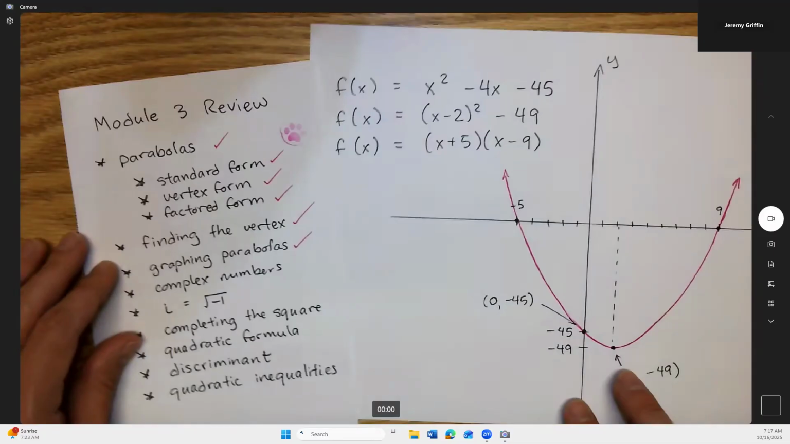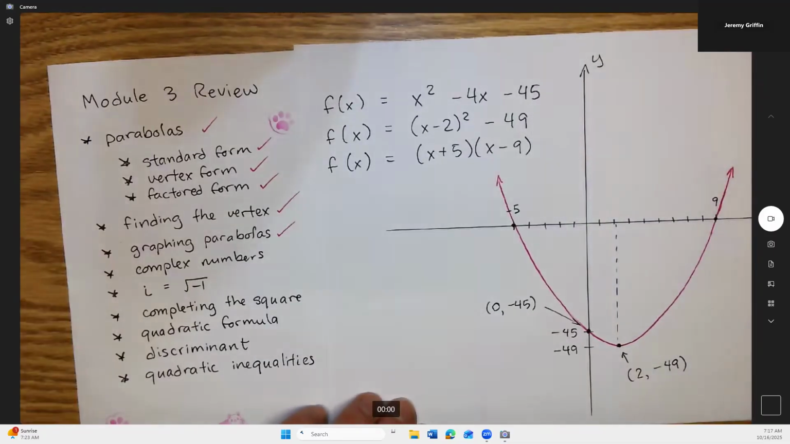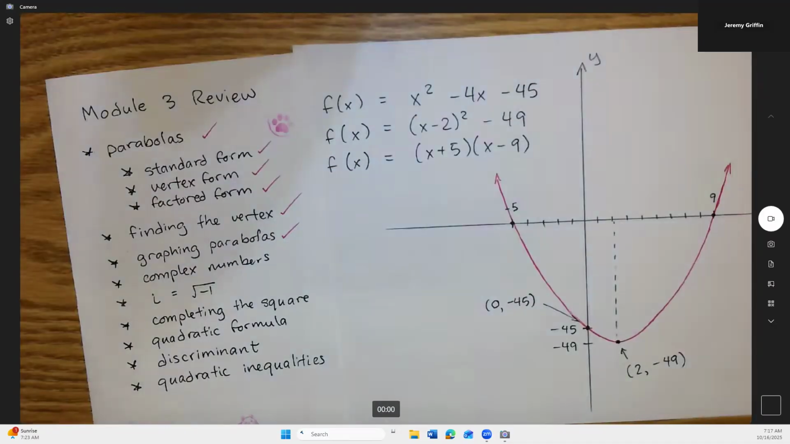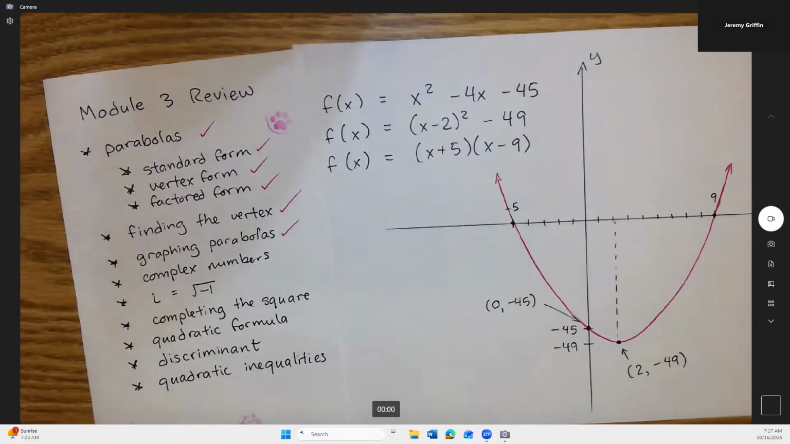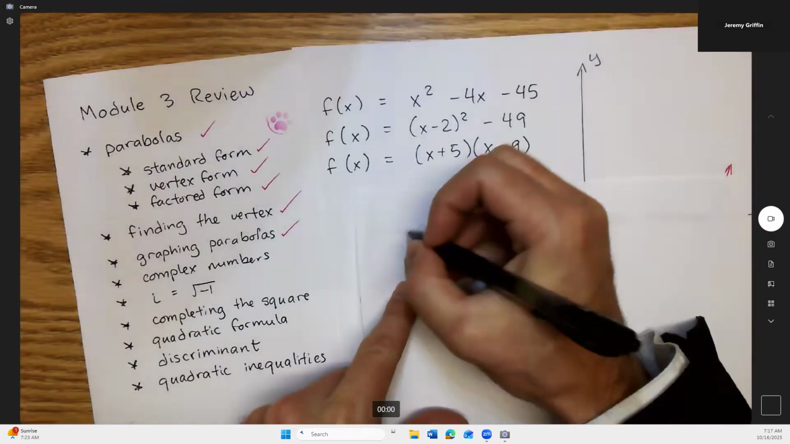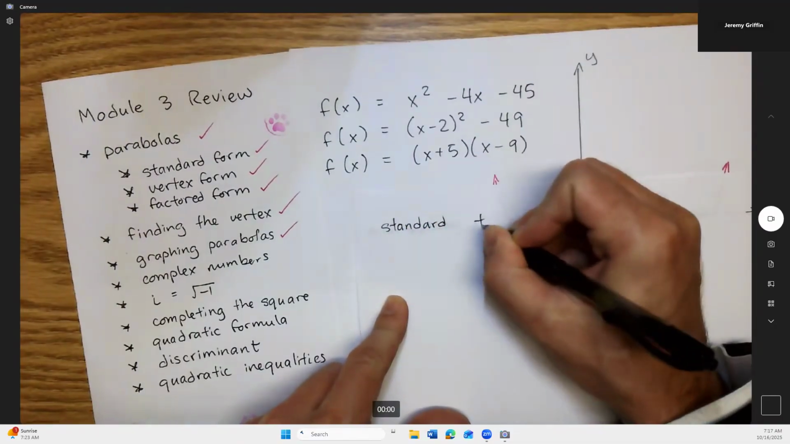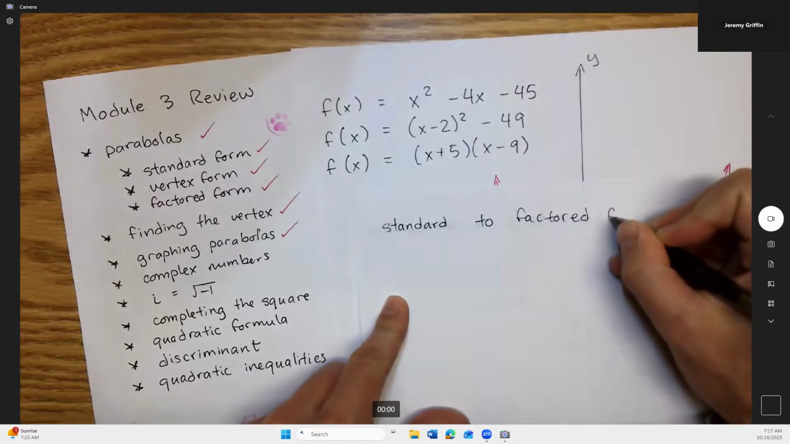I think it's a good point here to show you how to go back and forth among any of these. What if you're given one of these and you want a different form? Maybe I have standard form and I'd like to have vertex form or factored form. So let's start by going from standard form to factored form.